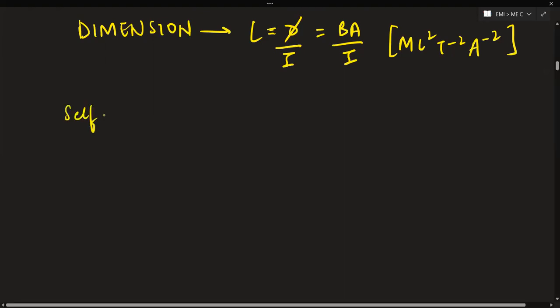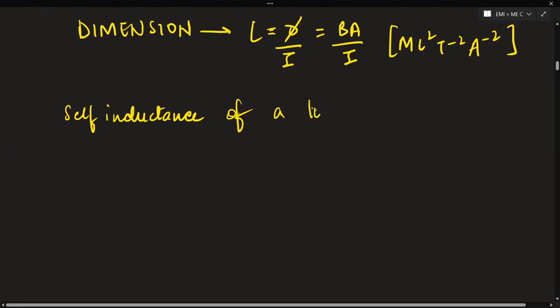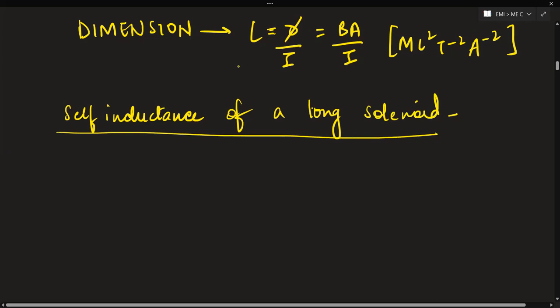So, self-inductance of a long solenoid. What was the magnetic field of a solenoid, class? All the students, type in the chat box what was the formula of magnetic field of a solenoid. We have done this, no? In chapter number 4. What was the formula of magnetic field for a solenoid?